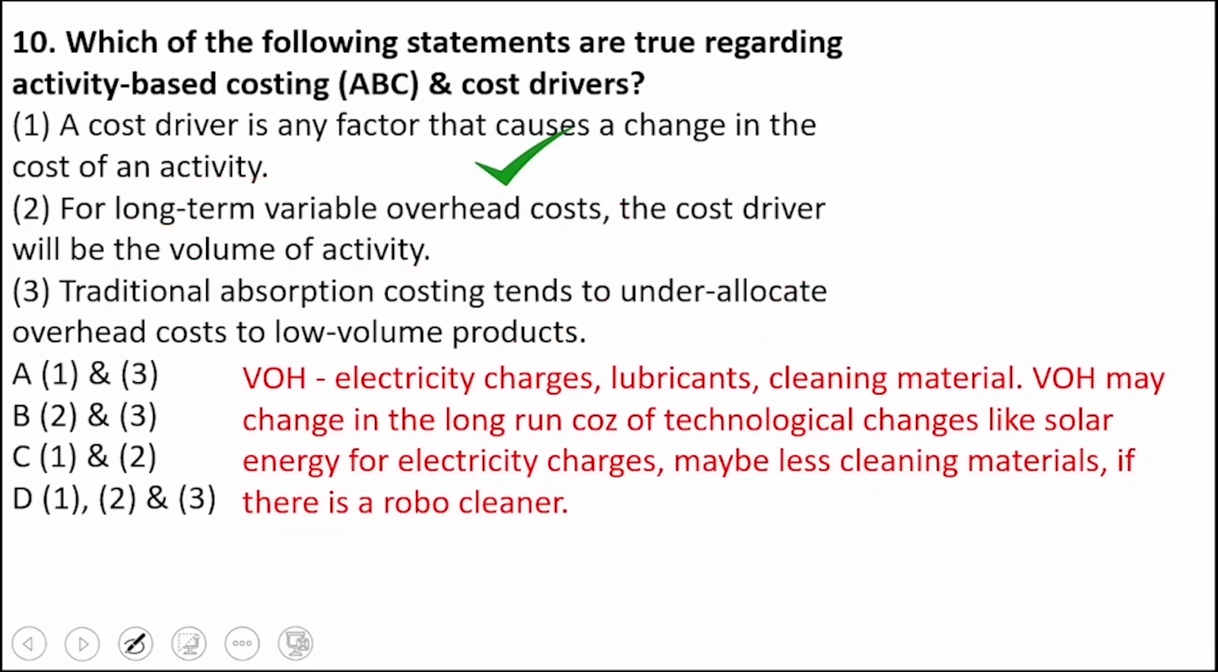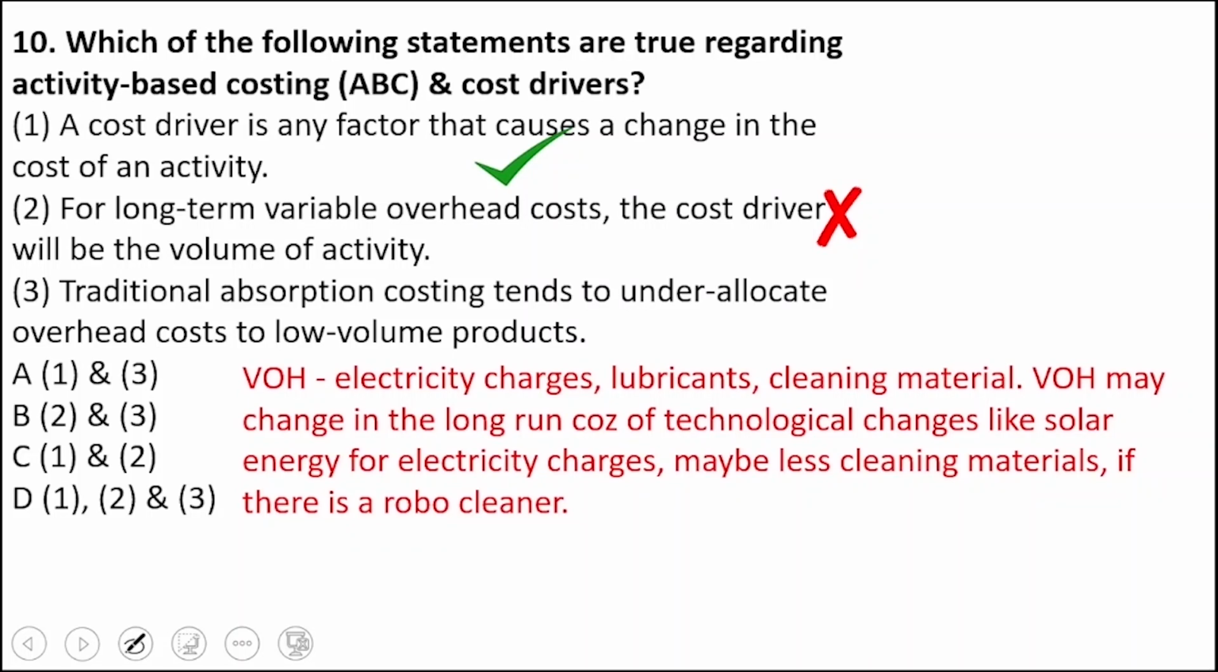Now I will explain a situation to you. This variable overheads may change in the long run because of technological changes. This electricity charges amount may undergo change if we shift to solar energy. And for the cleaning materials, maybe it will be less if there is a robo cleaner. So in the long run, variable overheads will change not only because of the volume of activity or not only because of the number of units produced. It will change because of technological changes as well, which means that statement 2 is false.